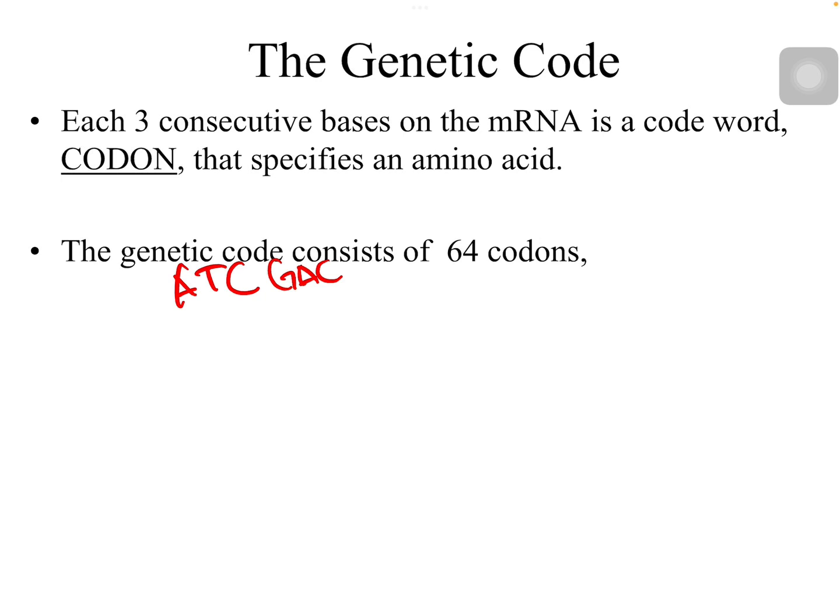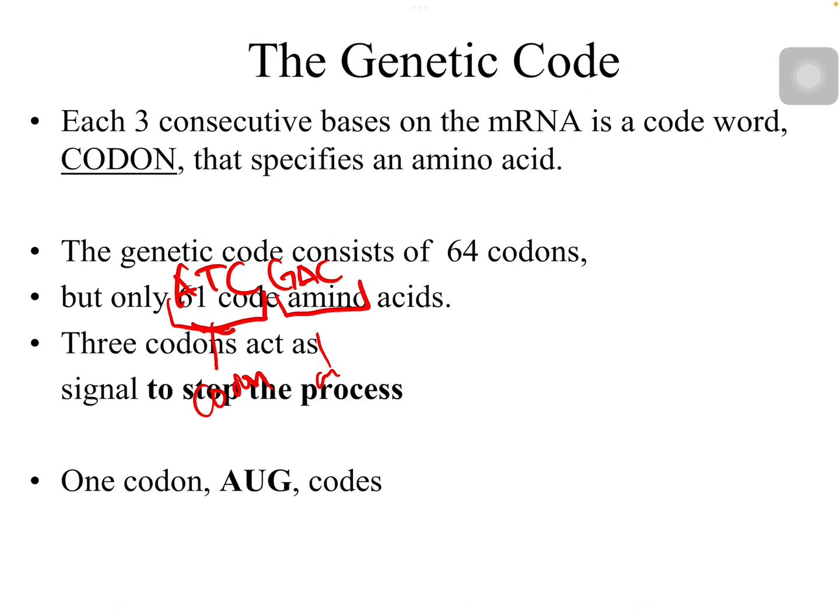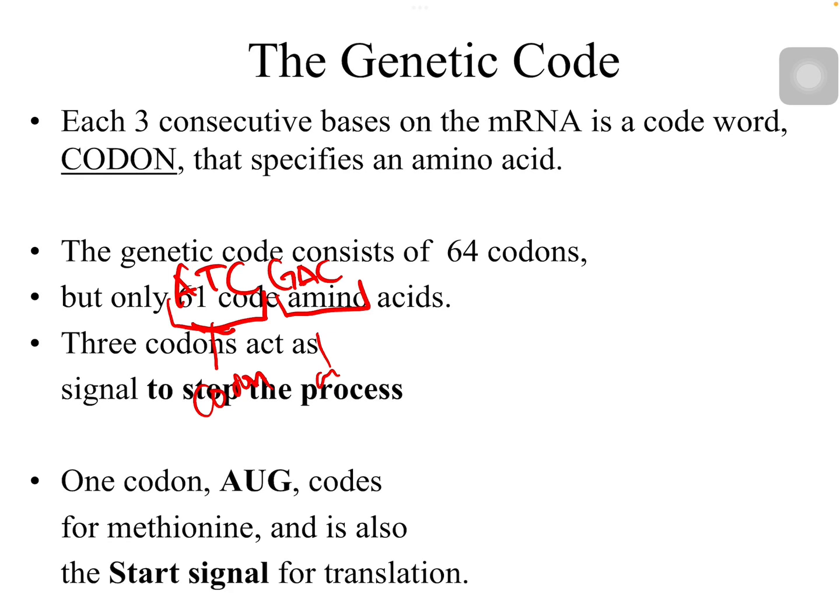Kunyari ito yung ating genetic code, class. The codon, class, is every 3. So, we call this triad as codon. This one as well is a codon. The genetic code consists of 64 codons. Sobrang dami nun, no? But only 61 codons can be coded into amino acids. 3 codons act as signal to stop the process. 1 codon, AUG, codes for methionine, which is also, of course, the start signal.